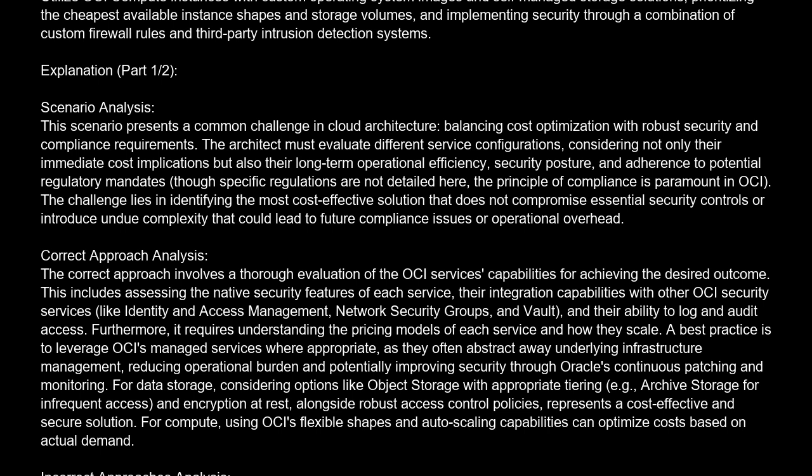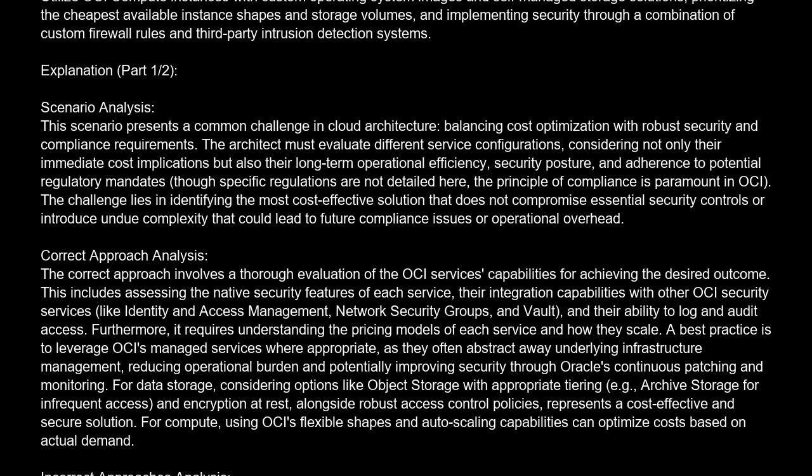A best practice is to leverage OCI's managed services where appropriate, as they often abstract away underlying infrastructure management, reducing operational burden and potentially improving security through Oracle's continuous patching and monitoring. For data storage, considering options like object storage with appropriate tiering, e.g., archive storage for infrequent access, and encryption at rest, alongside robust access control policies, represents a cost-effective and secure solution. For compute, using OCI's flexible shapes and auto-scaling capabilities can optimize costs based on actual demand.